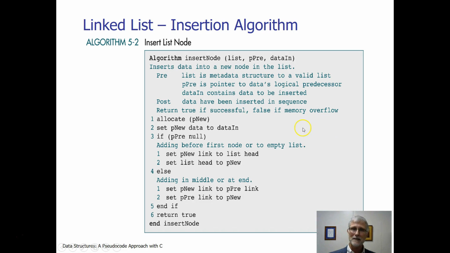So here's this algorithm all intact, taking all of these conditions under consideration. Allocate the new item you want to add. Assign the data to that new item. If pre is a pointer to the data's logical predecessor, you want to double check: am I adding it to the first node or an empty list? Then go ahead and do what we were doing before. Otherwise, it's somewhere in the middle or at the end, and then you're setting the links up. And then basically return true if it's successful. If for some reason it fails, you want to return false. Now, why would it return false? If you got a memory overflow. So insertion, it's just like I said, paying attention to the conditions, whether it's an empty list, or I'm inserting in the middle or at the end.